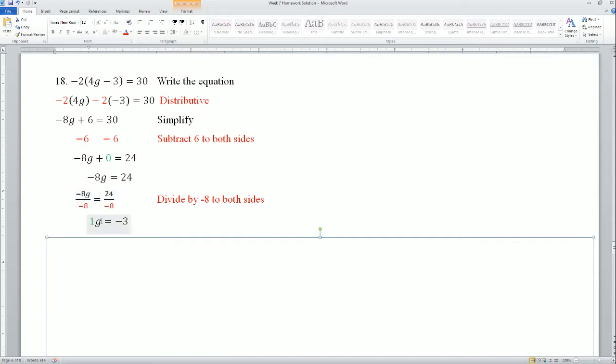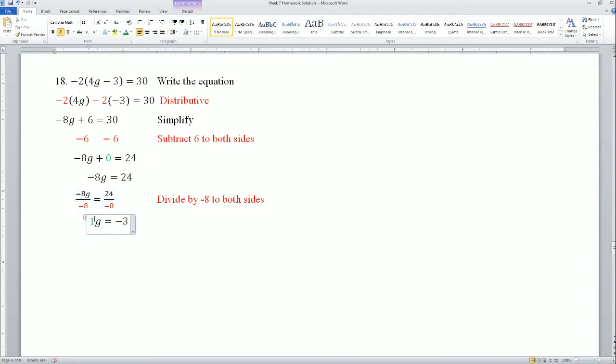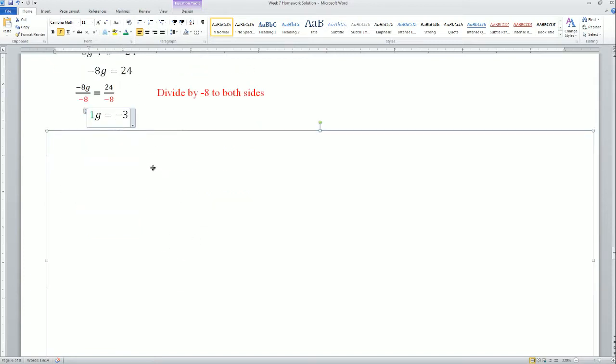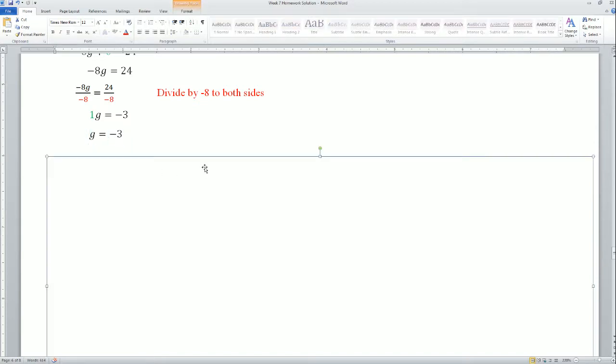Negative 8 over negative 8 just becomes 1. On my left hand side it just becomes 1g. Right hand side, 24 divided by negative 8 is negative 3. So you can simply say that that is g equals negative 3.